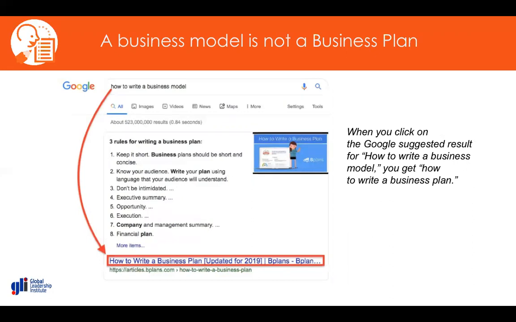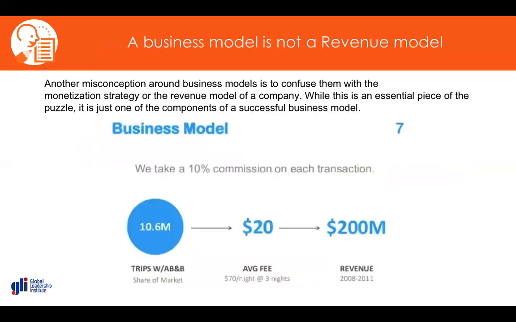It is the total understanding of your business model that you can transfer into building your business plan. A business model is not a revenue model, just like I explained the other time. Your revenue model is very important to you as a company owner, but it's an integral part of your business model, not the sum total of your business model.